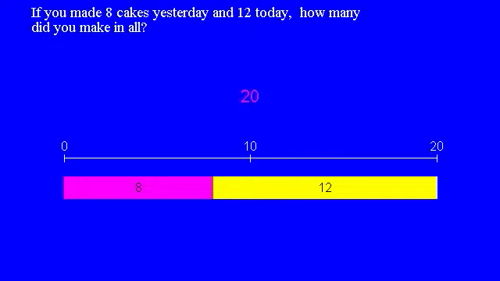Addition and subtraction are the easiest. And in addition and subtraction, there's just one name that goes with the numbers. So in this case, it's cakes. For example, if you made 8 cakes yesterday and 12 today, how many did you make in all? 8 yesterday, 12 today, so that's 20 in all. For addition, some of the keywords are how much, how many, altogether, in all, sum, total.